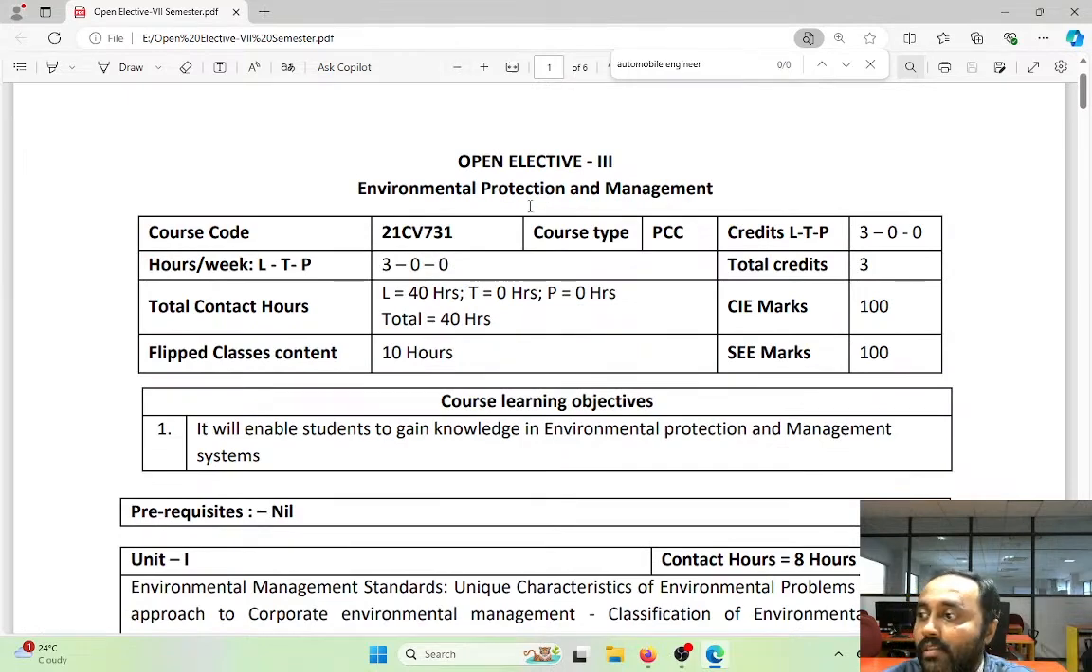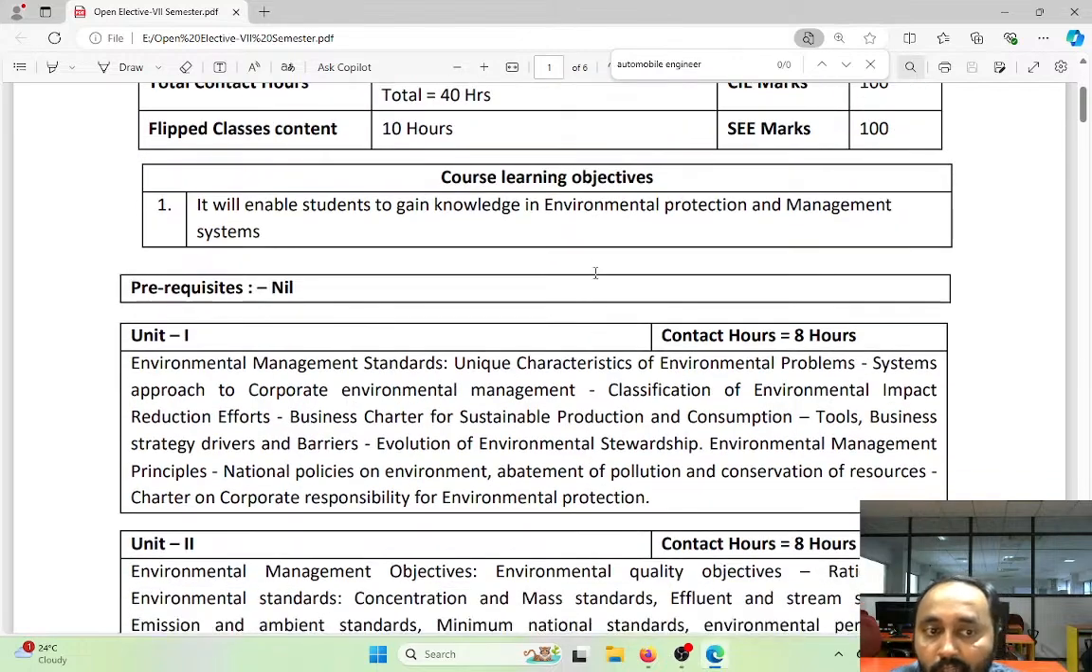So good afternoon students, this is Professor Nitin Deshpande from the Civil Engineering Department, and I am going to handle open elective 3, that is Environmental Protection and Management, which has the code 21CV731 with 300. There are 5 units which are going to be covered, and we require a prerequisite of environmental studies, where you have already gone through laws like the Water Act, Air Act, etc. in environmental studies.